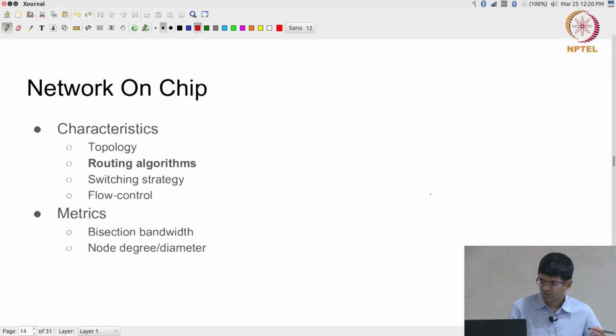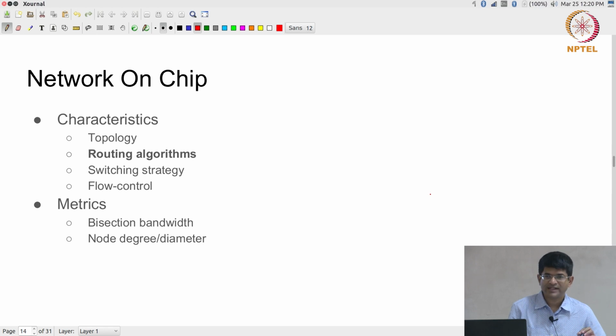So, that takes care of the metrics that we are usually interested in to understand the different kinds of network on chip topologies. Now, let us look at the implementation aspects.